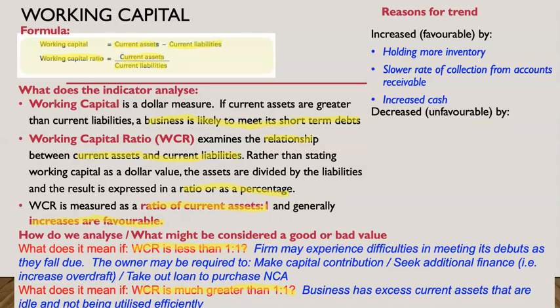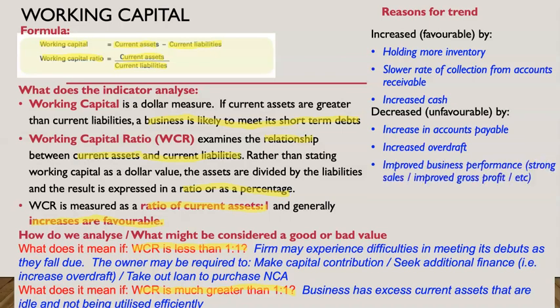Decrease, so generally unfavourable, could be increasing our accounts payable, what we owe to suppliers, increasing our overdraft, so having negative cash, or just, apologies, I should say, a decrease or deterioration in financial performance. So it shouldn't say improved, it should say deteriorated and bad sales. A deteriorated gross profit, that's my mistake.